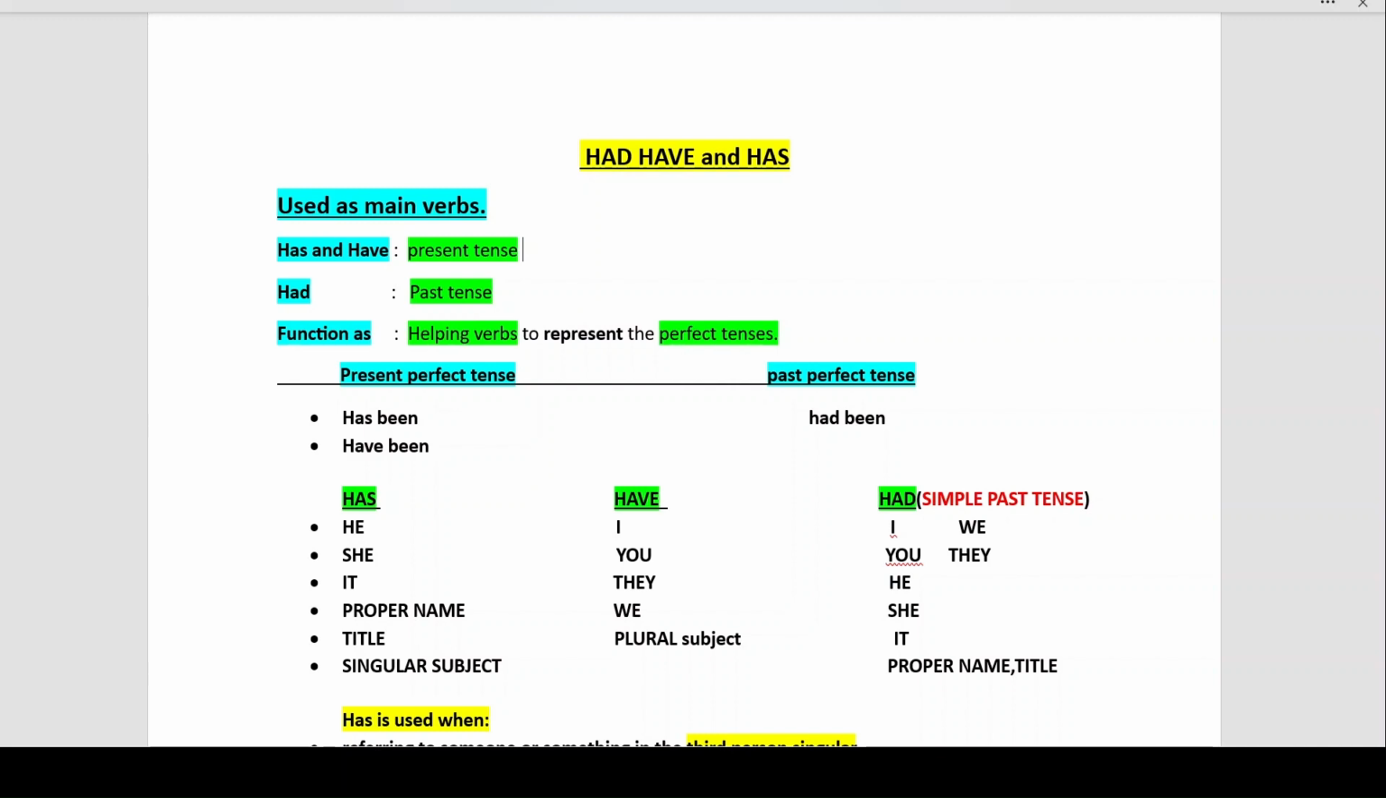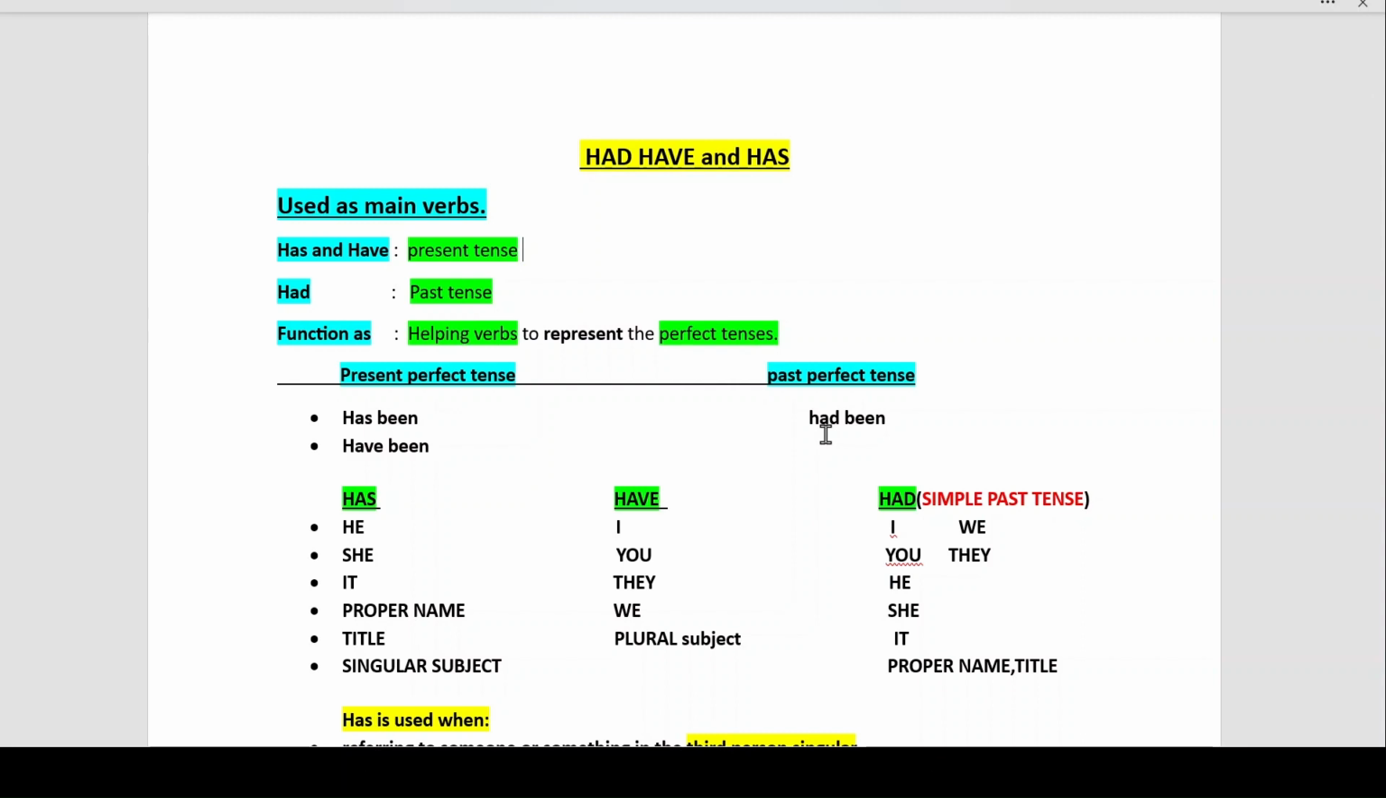Now, what do has, had, and have function as? They function as helping verbs to represent the perfect tenses. They are basically main verbs, but they also function as helping verbs when we deal with perfect tense sentences. Now, what are perfect tense sentences? Those sentences in which been comes into the picture. Present perfect tense uses has been and have been, and past perfect tense uses had been. So, these are the concepts of had, have, and has.